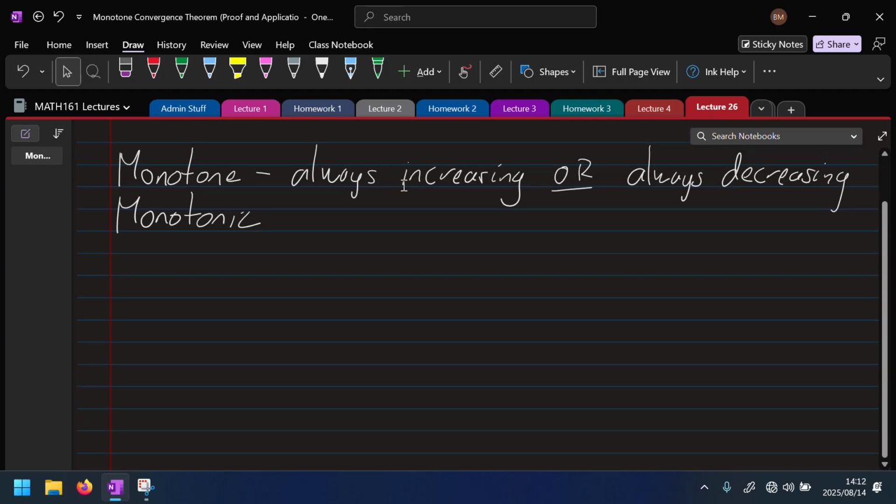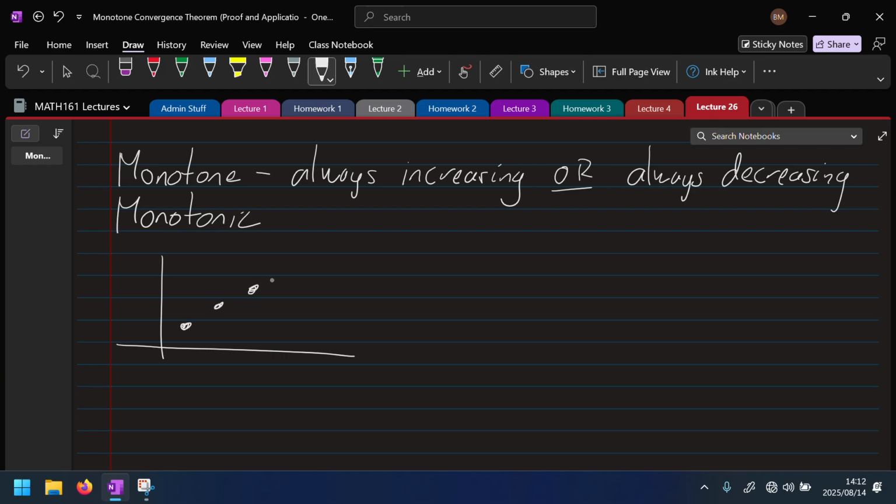So we can draw a little picture of this before we start with the theorem. So something that's always increasing could be something like that. So it's always going up. It might level off to a constant, right? So the limit would exist because it's bounded above, but it's always going up. Okay, and then always decreasing, maybe something like this. So this one is just like a straight line going down. So in this case, it's not bounded below because it's just always going negative, but it's still always decreasing.